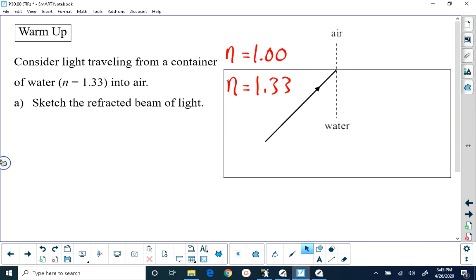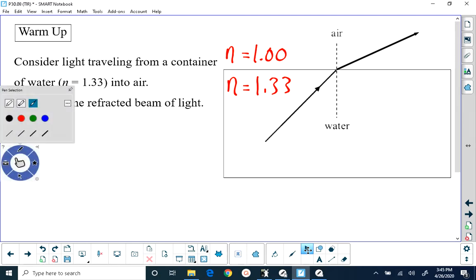One of the things you should have learned from the last lesson is that when you have light that travels from a more dense medium like water into a less dense medium, it refracts away from the normal. Now, I don't know exactly how far away from the normal it's going to refract in terms of an angle, but we do know it will refract away from the normal. And what that means, everybody, is that theta 2 is bigger than theta 1. The angle of refraction is greater than the angle of incidence.